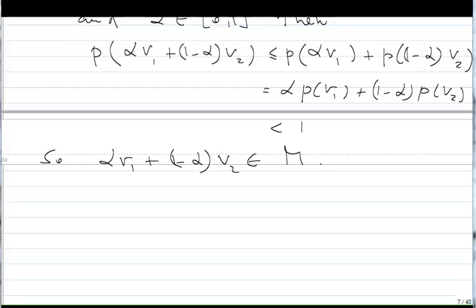The next property, property 2: M is absorbent.